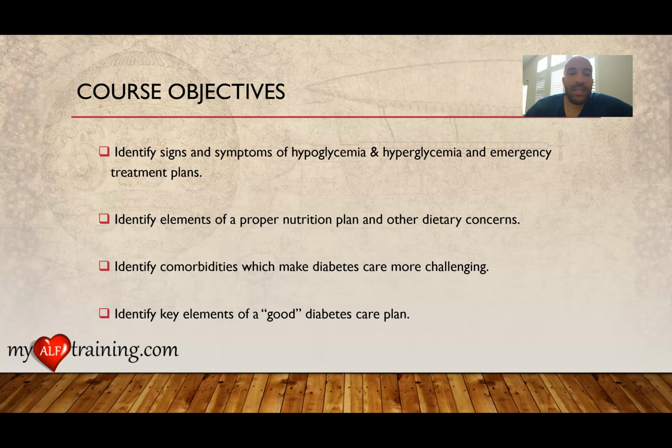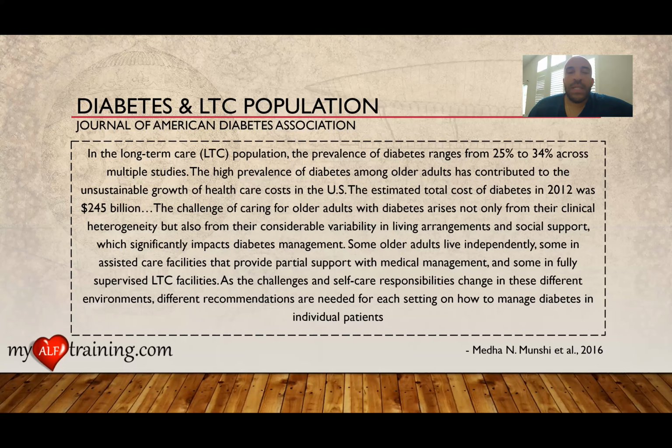So this sentence is talking to us about how the patients all may have the same diagnosis, which is diabetes, but the difficulty and challenge in providing care to these older patients is because of the variability in their living arrangements, where they come from, the families who cared for them, their social support.